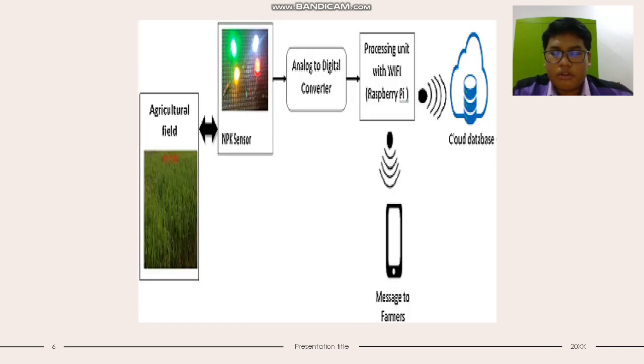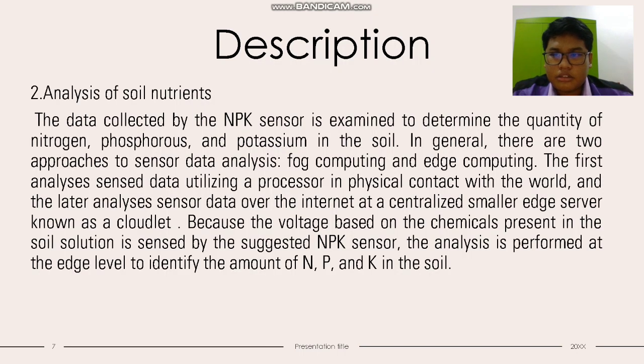This is the flow. As we can see from the agriculture field, we use the NPK sensor, and the analog signal will be converted by the analog-to-digital converter, and with Wi-Fi, it will be processed by the Raspberry Pi and give a message to the farmer and to the cloud database. So the data collected by the NPK sensor is examined to determine the quantity of nitrogen, phosphorus and potassium in the soil.